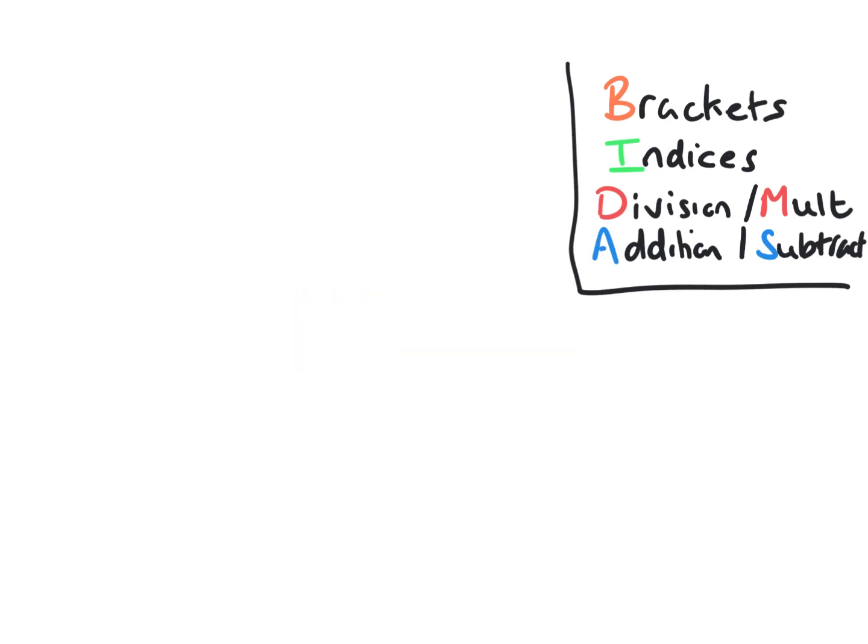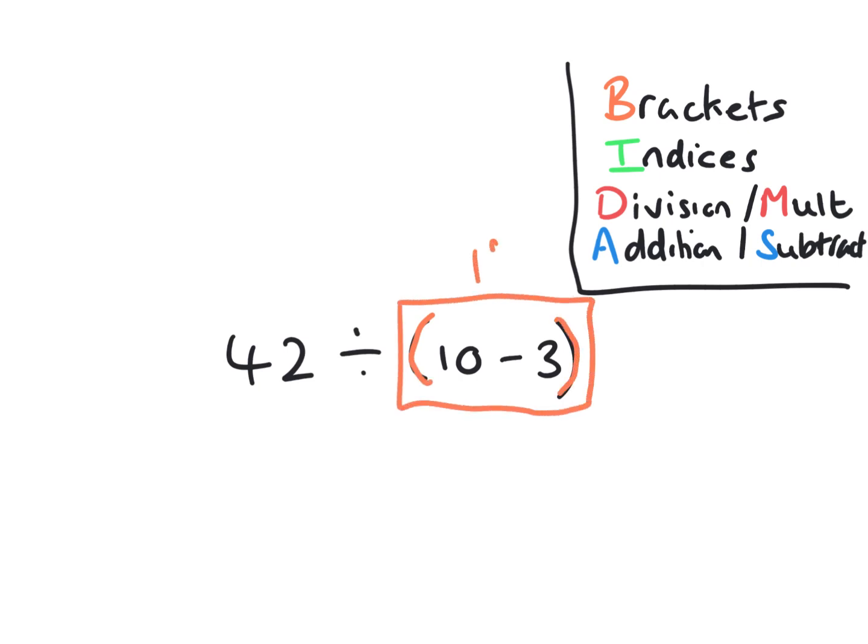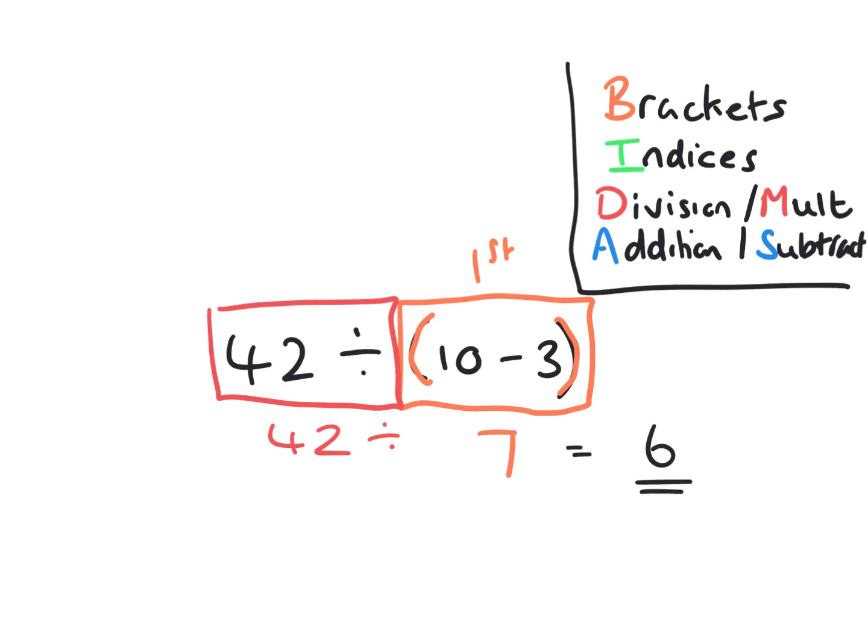And finally, it's the turn of division and subtraction. So as we can see here, normally division would come before subtraction in the list, but the brackets, because we've enclosed the subtraction in brackets, the brackets come first. So this is the first part of the calculation here. So 10 minus 3 is 7. Then the second part with division. So 42 now divided by 7, so the value of the brackets gives us an answer of 6.